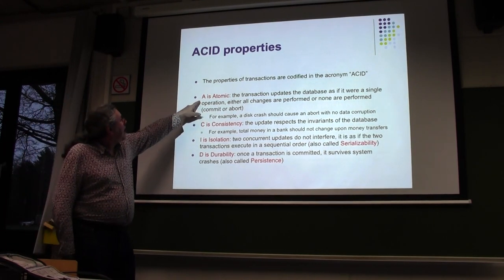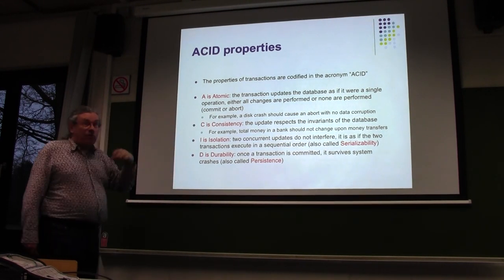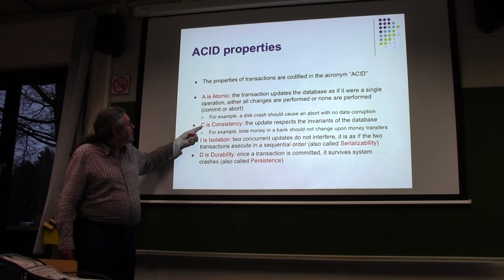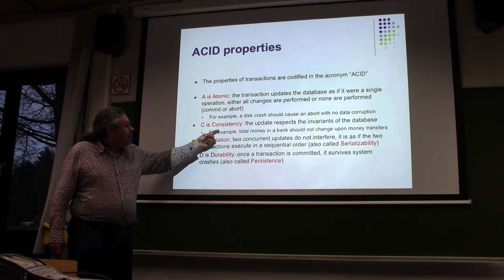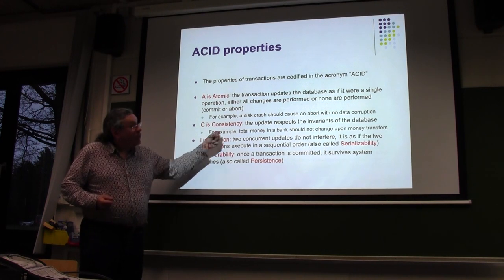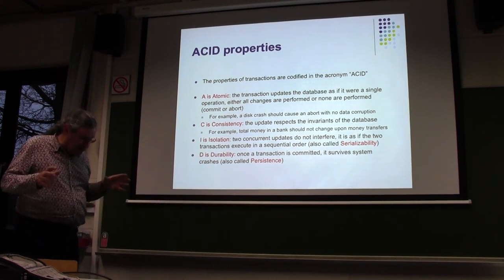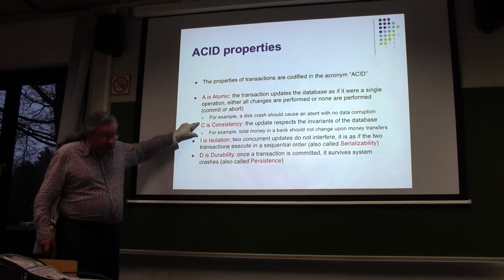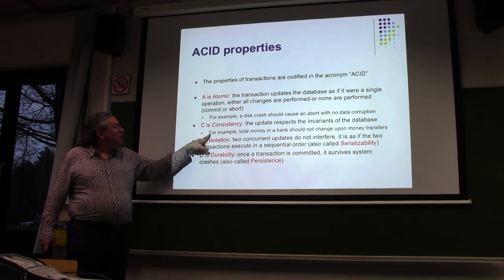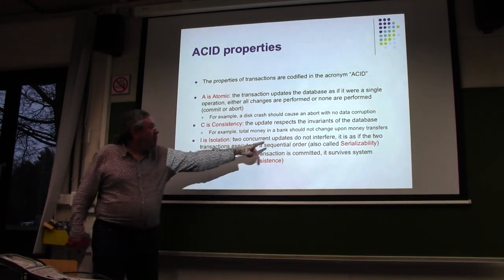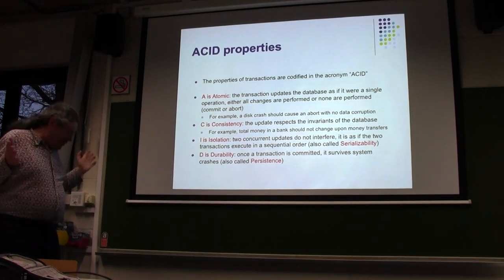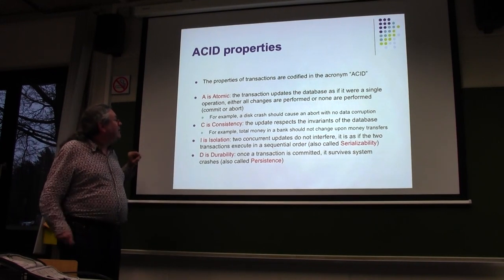We will see. So the A means atomic, either commit or abort. It has to be atomic. C means consistency. That means the invariants of the database have to be respected. So A is the responsibility of the system. C is actually the programmer's responsibility. If you do money transfers, the total money in the bank should not change, of course. That's an invariant, huh? So the transactions have to be designed for that.